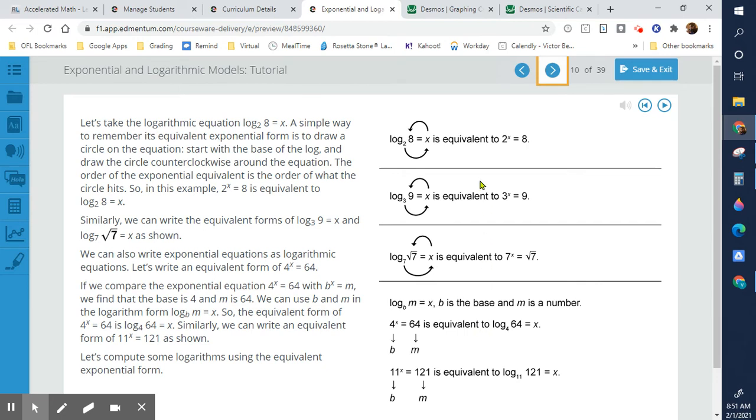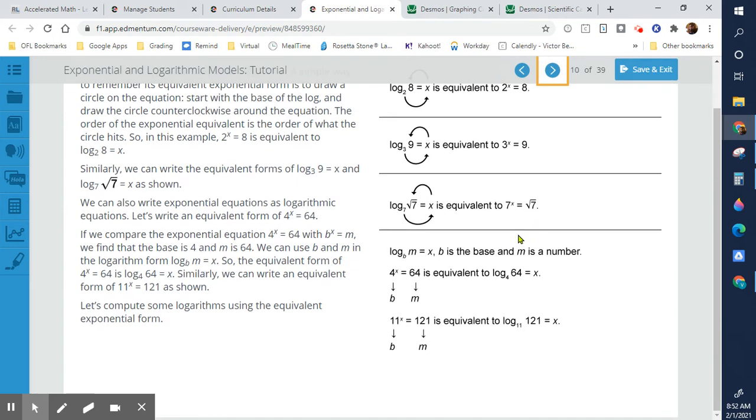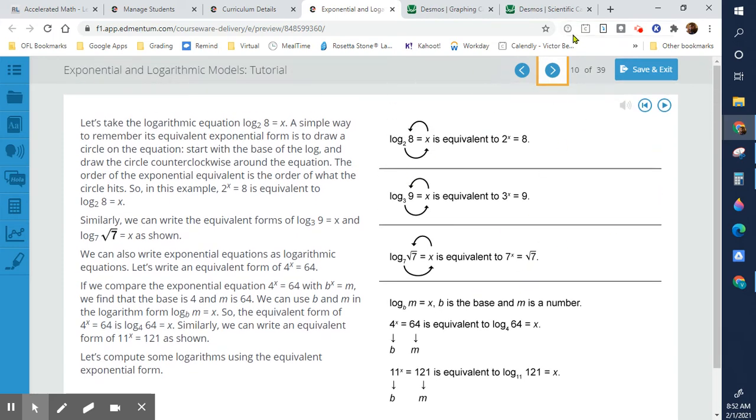This is actually a quick summary of what I did at the start of the video, explaining it a little bit more. This is just another way to write a log. Instead of writing log base 3 of 9 equals x, it's saying 3 to the x equals 9. So this is a good way to start learning how to do this.